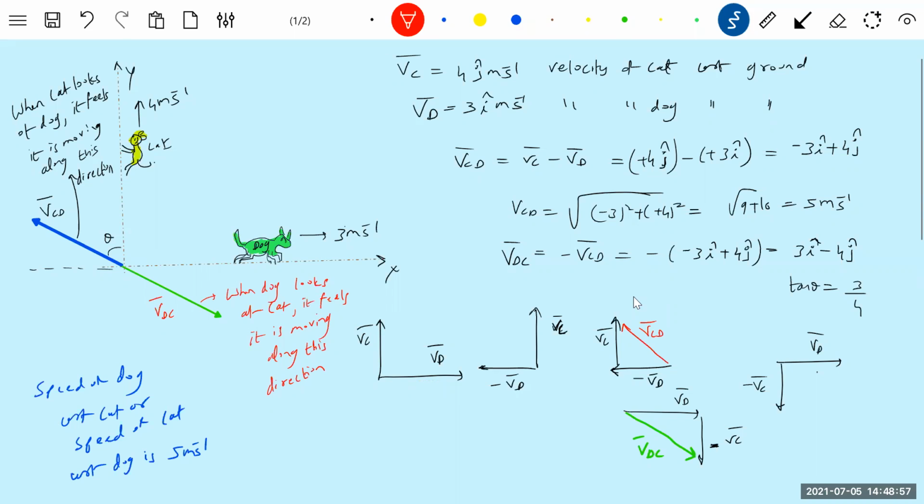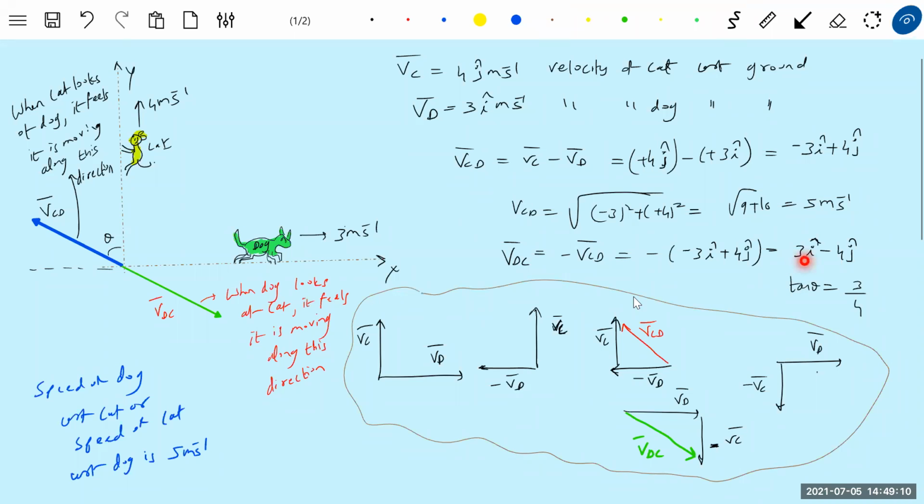Okay, are you getting? So it's all about the vector diagram. A student has to take help of this, which I feel is very important. A student has to put effort into learning through the vector diagram. It will be very easy, because mere mathematics, like 3i cap minus 4j cap, will not help you much. The diagrams will help you. In this direction, when the cat looks at the dog, it feels it is moving like this. Then bring it here and express. Are you getting? You have to understand things here.